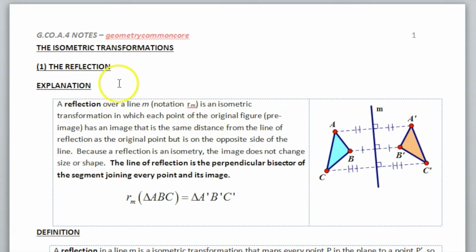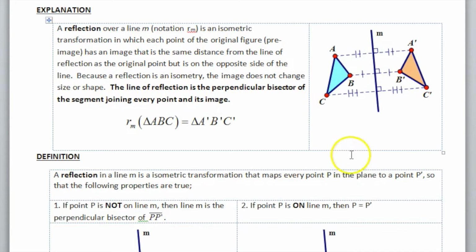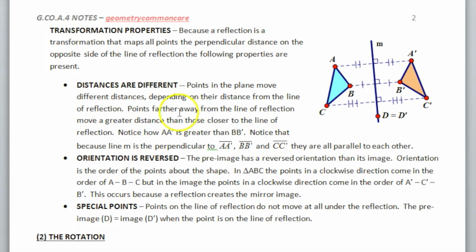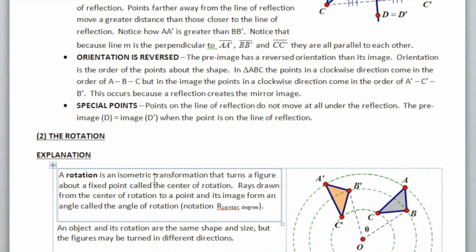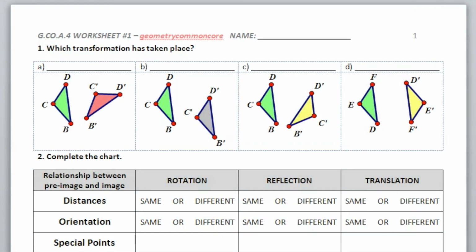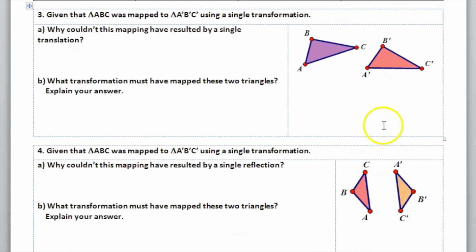So obviously there's just the notes that talk about the characteristics of a reflection and how they work, and that they're isometric, that distances are different and orientation is reversed, and so on. Rotations, and it goes through all of those in great depth, which is important. Then there's worksheets that help them to recognize where are the translations and the reflections and the rotations. Questions that ask them about the properties. So why is this a rotation? What is it about it? Not that it just looks like a turn, but the distances are different, but the orientation is the same. That must be a rotation, that kind of thing.